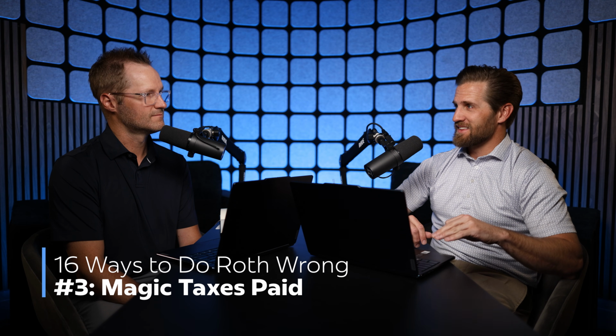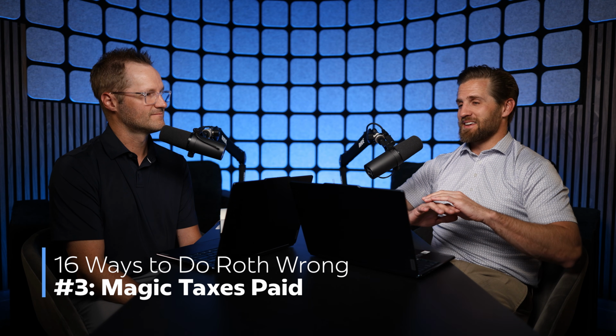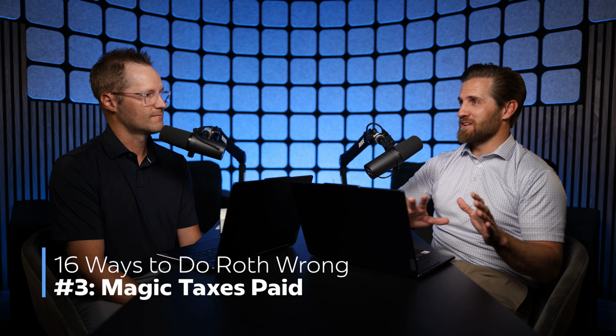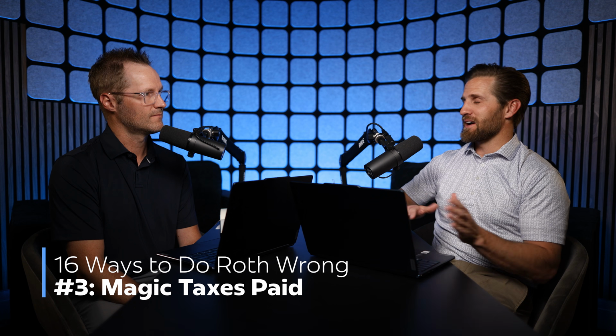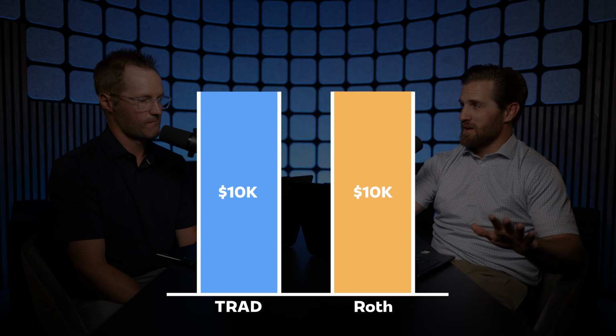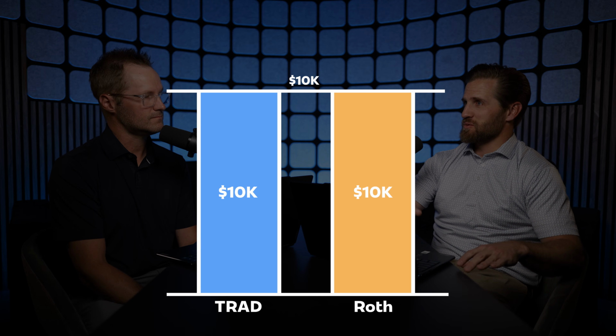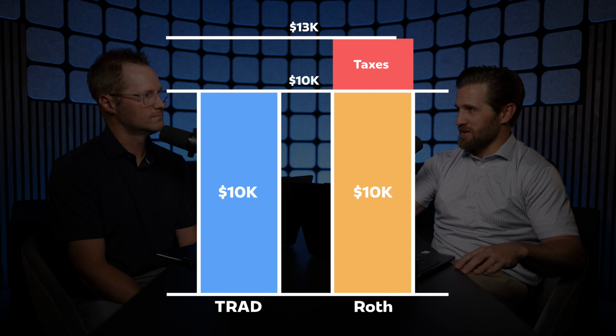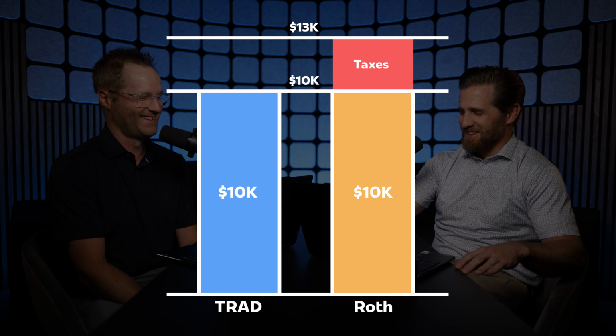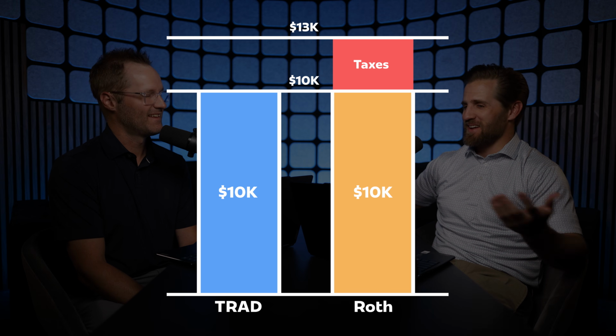Okay, number 3 is magic taxes paid. This is basically coming up with taxes in your analysis and not accounting for the fact that you actually did have to pay for them. Forget about the taxes I paid. Exactly. Not account for those. So let's say you have $10,000 going to a traditional or $10,000 going to a Roth. If you are putting $10,000 towards a Roth IRA, you are using about $13,000. Right. So Tyson, explain to us why this is.